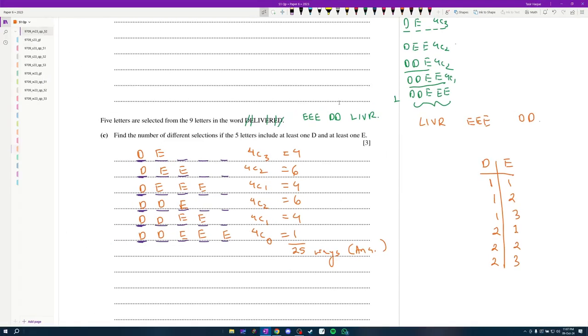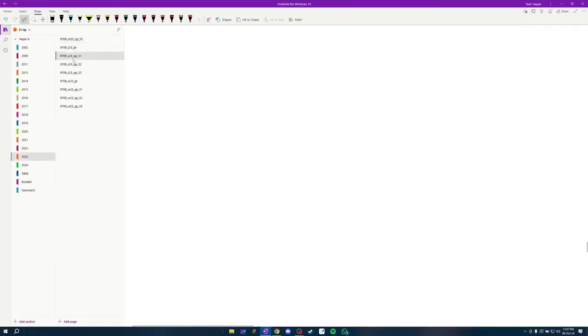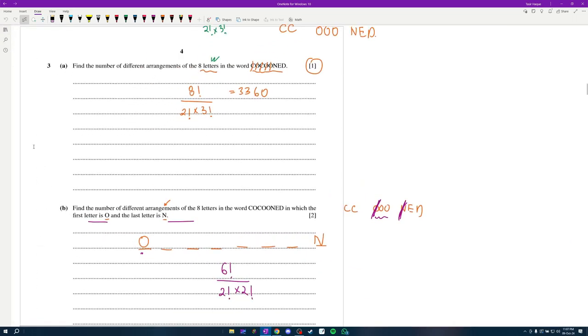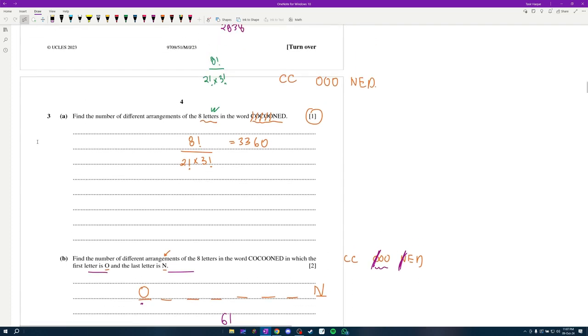Moving on to the next variant. May June 2351. Cocooned, question number 3. Find the number of different arrangements of the 8 letters in the word cocooned. So it's double C, triple O, and any D. There are 6, 7, 8 letters.